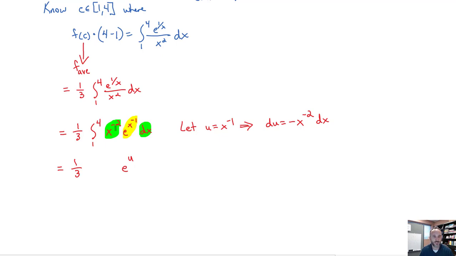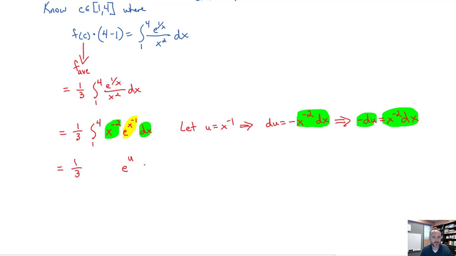But as I said, I've got highlighted over here in green, I need to reconstruct x to the negative second dx. So what I need to do here is get rid of this negative, because I'm trying to isolate this stuff here so that I can put whatever it equals back into my integral in terms of u. So divide both sides by -1, and I can see that negative du equals positive x to the negative second dx. Therefore, I can replace x to the negative second dx with simply negative du.